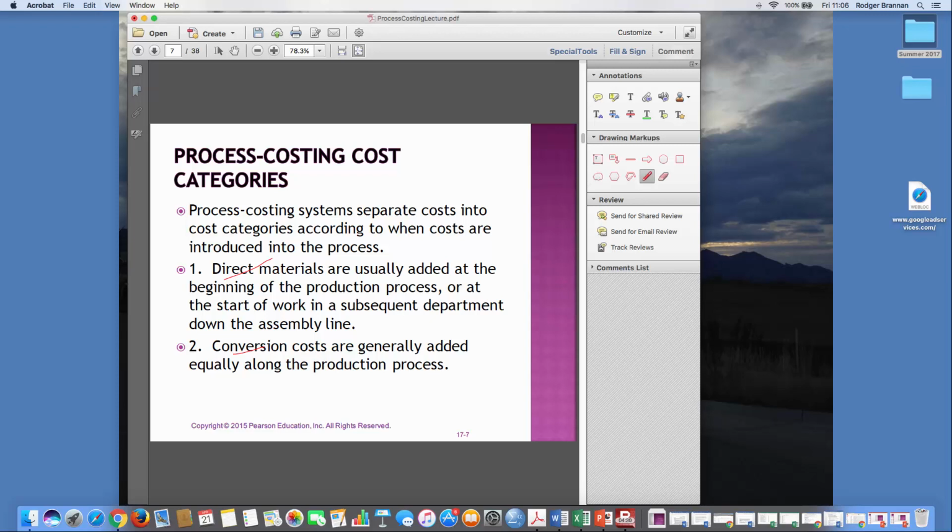Sometimes the production can be almost instantaneous. Sometimes it may take a little bit longer. But the assumption is materials are added first, then you add labor and overhead to convert it to a finished product. So we're going to distinguish between material cost versus conversion cost.